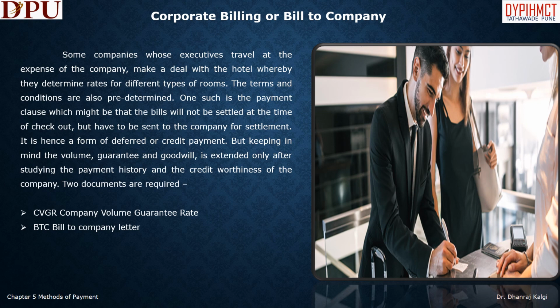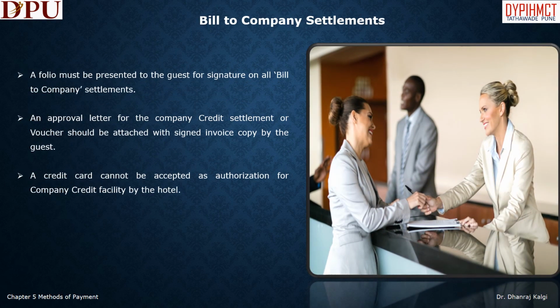But keeping in mind the volume, guarantee and goodwill, it is extended only after studying the payment history and the creditworthiness of the company. 2 documents are required. CVGR, Company Volume Guarantee Rate. BTC, Bill to Company Letter. Bill to Company Settlements.